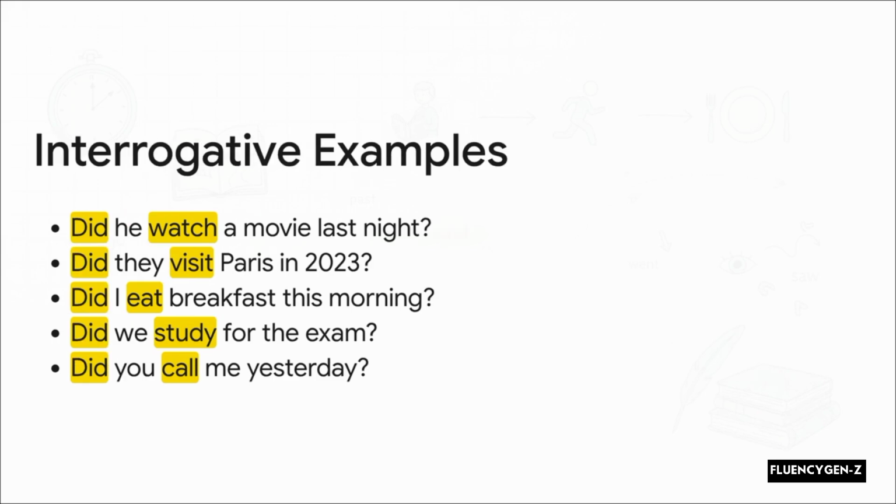And to ask a question, we just take that magic word did and pop it right at the beginning of the sentence. Did he watch? Did they visit? And notice again, the main verb goes right back to its simple base form. That did at the start is our signal to everyone that we're asking about the past.